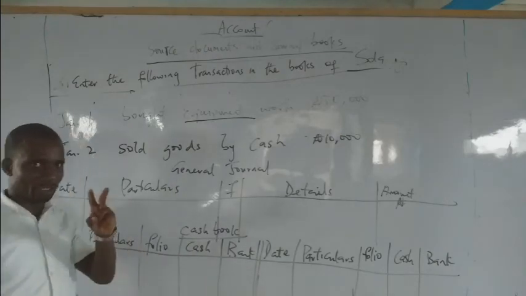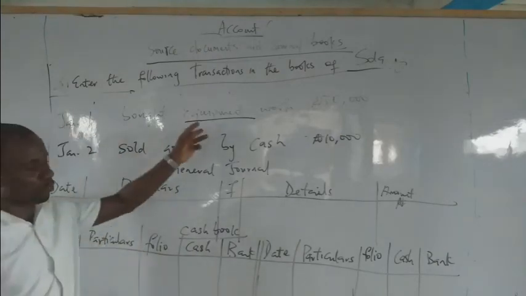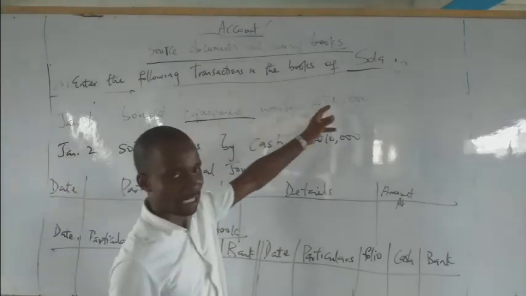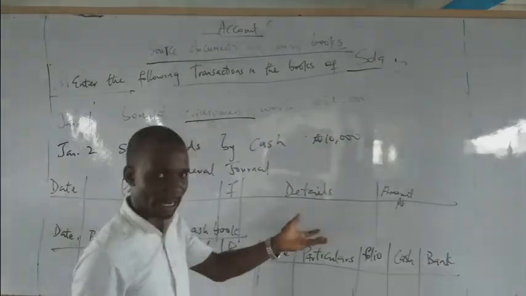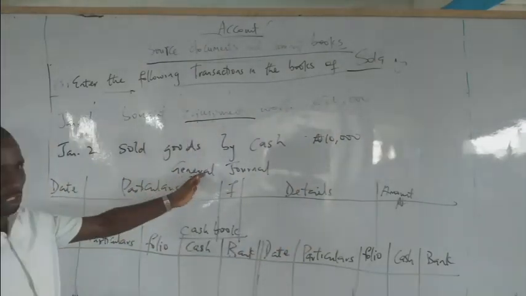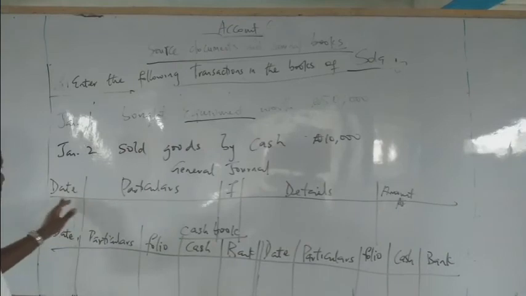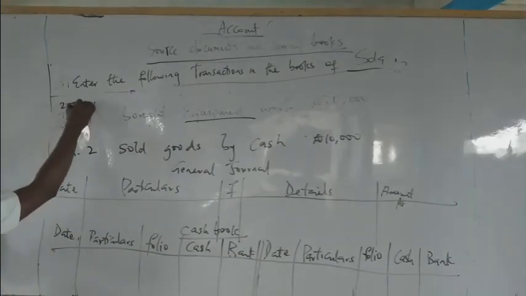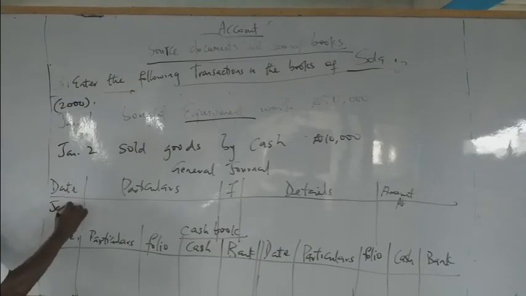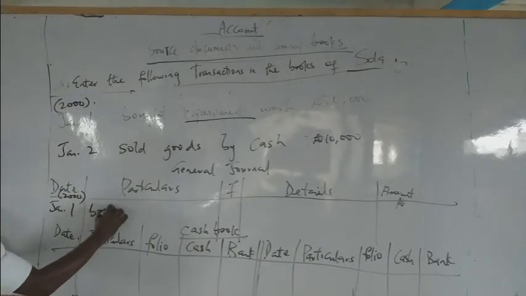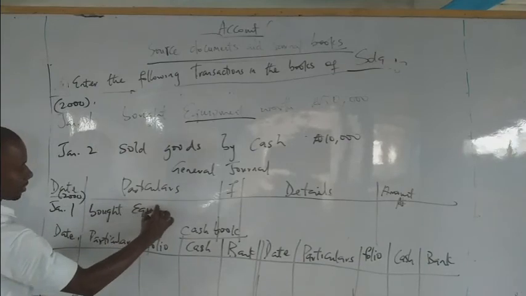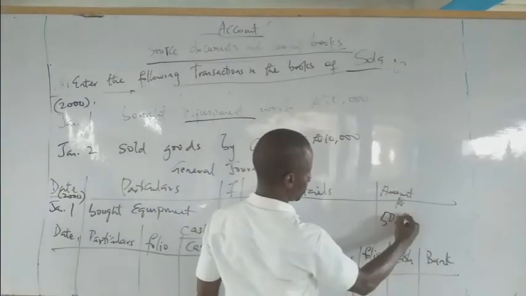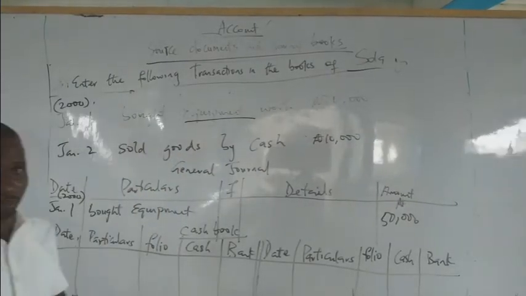So those are the technical terms. Please take note. Bought equipment is different from bought goods. So how much was the equipment? 50,000 naira. We will now come under the general journal column. Under the general journal, we will come with the date first. Still year 2000. January 1st, bought equipment. And how much was the equipment? 50,000 naira. So please take note.